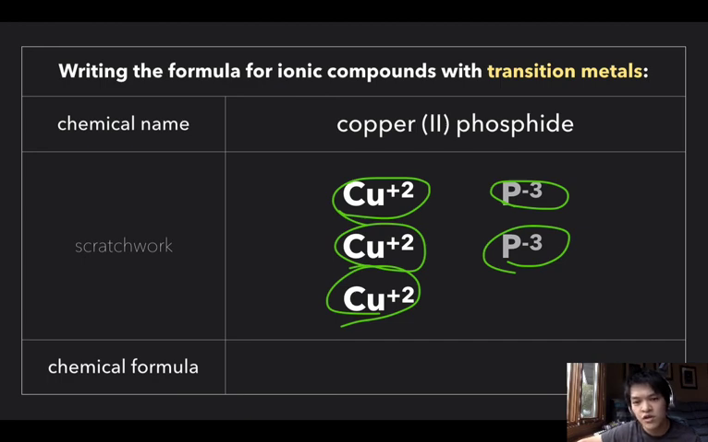When we write our formula, we should have, again, 3 copper ions, 2 phosphide ions. So that was kind of it. So take a look at the example problems that you have, and take a look at the key when you are ready.